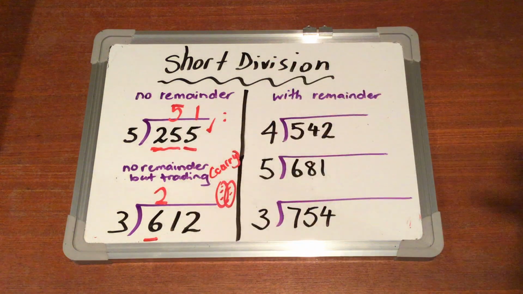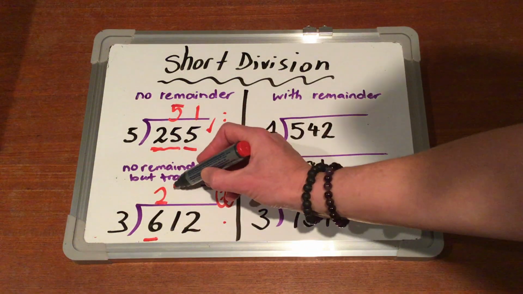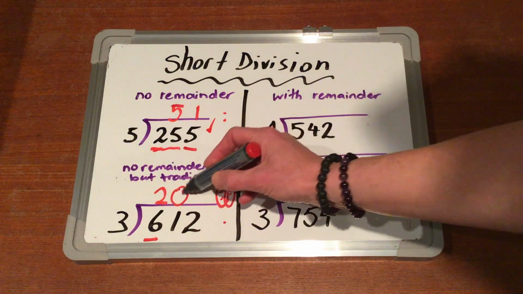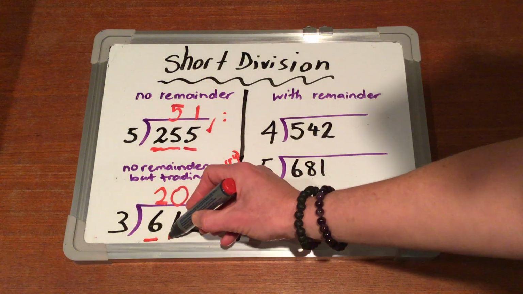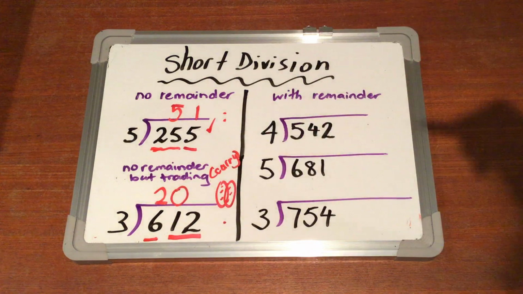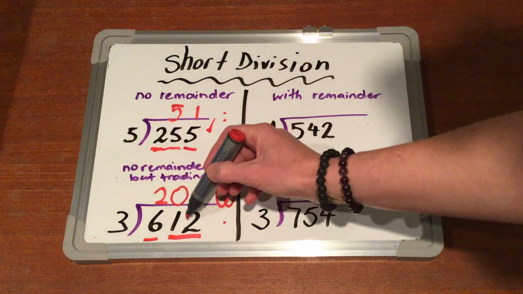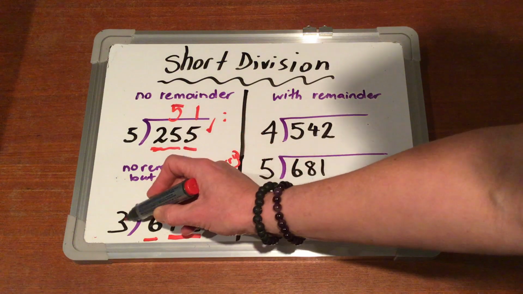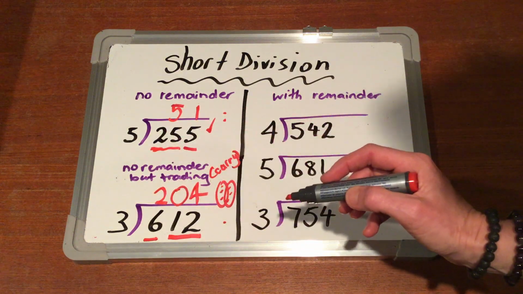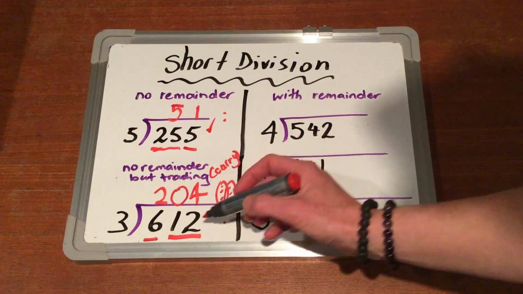Done that part. Now I'm going 3 into 1. I can't make a group of 3 out of 1, but I have to put 0 as a placeholder. I've got to use up that space. So now I'm keeping my 1 and I'm keeping it with the 2 next to it, which makes it 12. 3 into 12 goes 4 times. I can check it by going 4 times 3 is 12. Yep. No remainders. That's fully it.